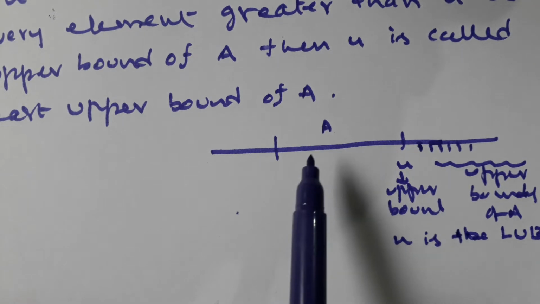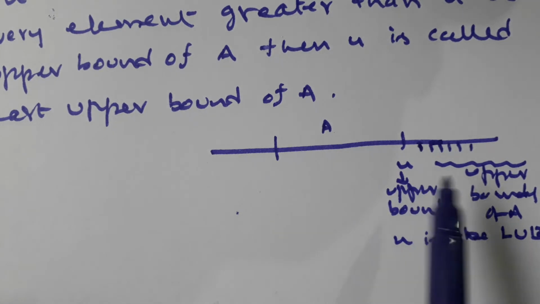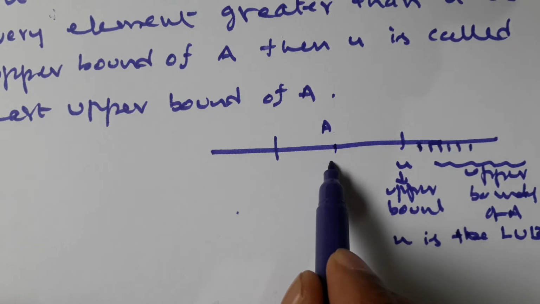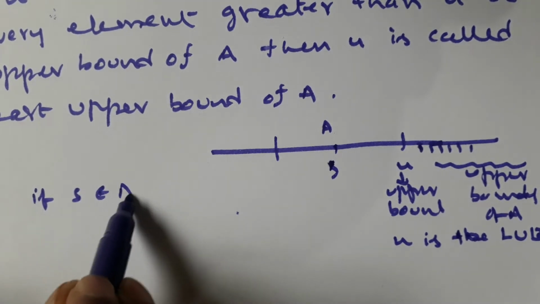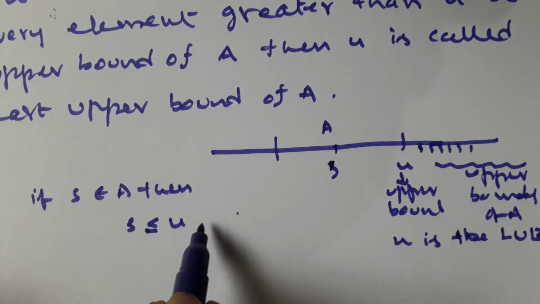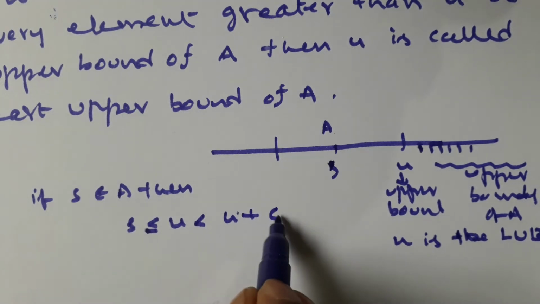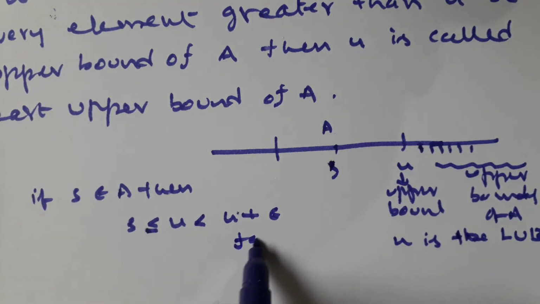See how it will be? Suppose u is the upper bound of A, and every element greater than u is also an upper bound of A. Then this upper bound u is called the least upper bound of the set A. So if I take some s, if s belongs to A, then s must be less than or equal to u, and less than u plus epsilon, for epsilon greater than 0.